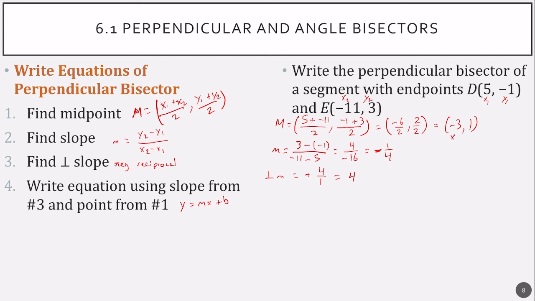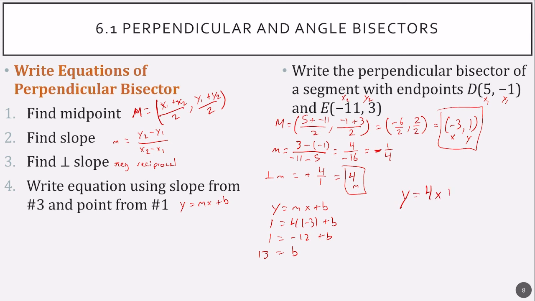So I'm going to use this as my point, x and y. I'm going to use this as my slope. So then I have y equals mx plus b. My y is 1, my slope is 4, the x is negative 3. 4 times negative 3 is negative 12. Add that, you get b is 13. So our equation is y equals 4x plus 13. Why don't you pause this and try number 20.